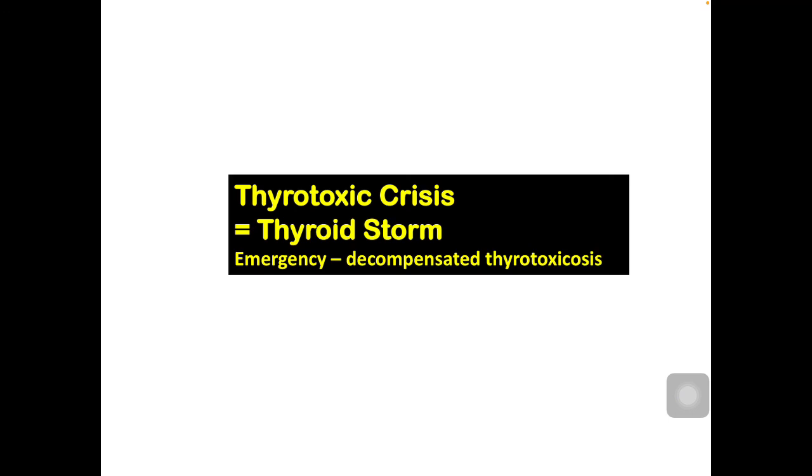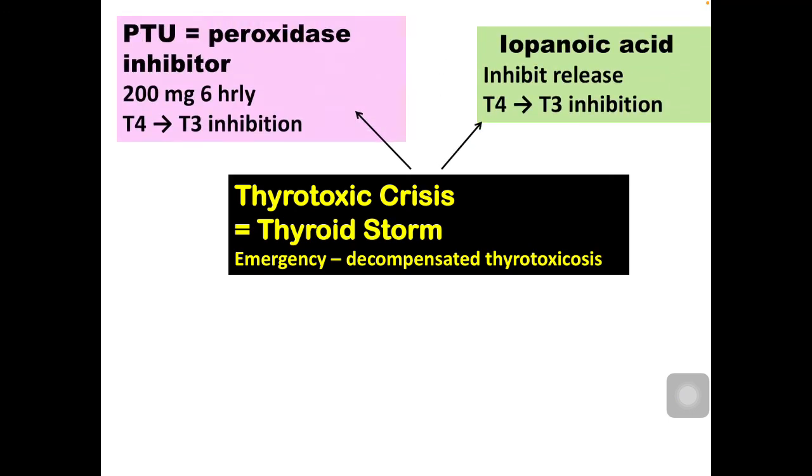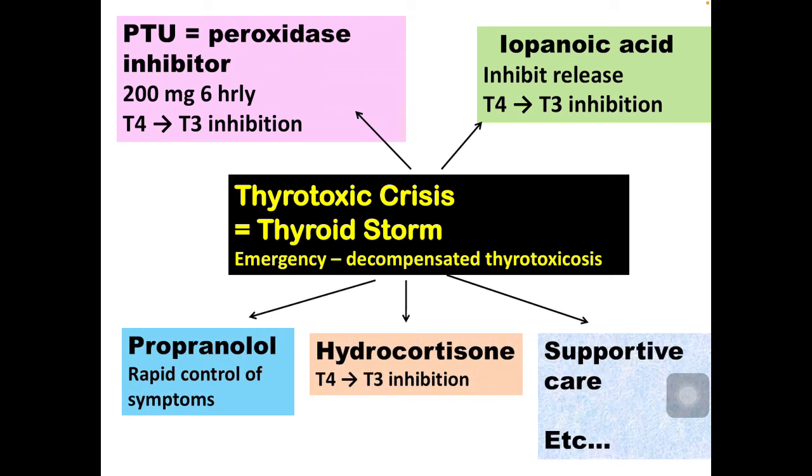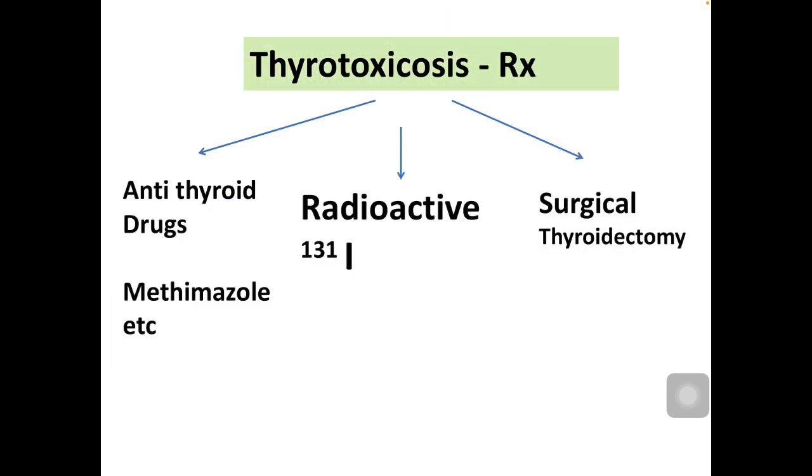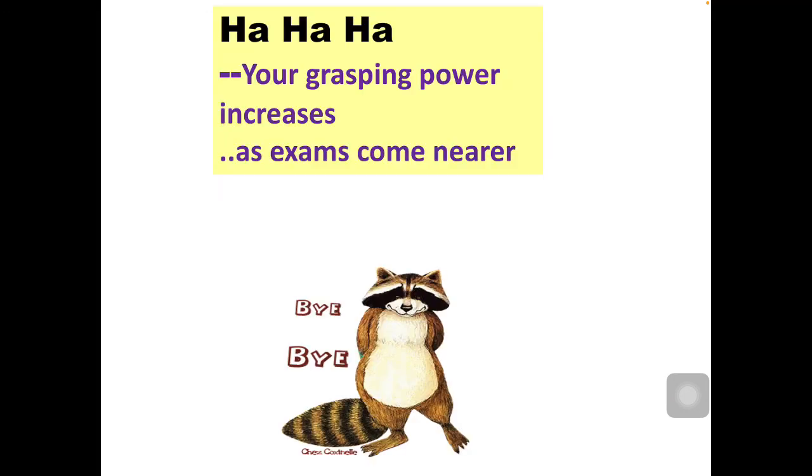Last is thyroid storm, thyrotoxic crisis. We give propylthiouracil, and we give iopanoic acid. Both are preferred because both drugs inhibit the peripheral conversion of T4 to T3, which is the active form. Another thing we give is propranolol for rapid control of symptoms, hydrocortisone and supportive care. So these are the drugs that are used. Thyrotoxicosis treatment consists of three things: antithyroid drugs, radioactive iodine and surgical thyroidectomy.